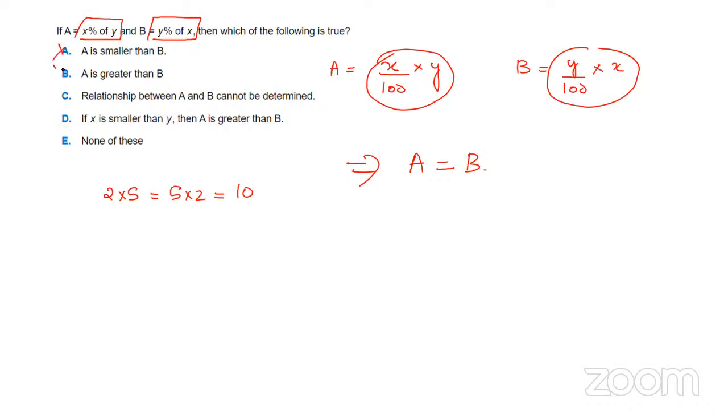So I can eliminate these options. So option E would be the right answer because there is no other option saying that A is equal to B. So option E is the right answer in this case. So clearly say that X percentage of Y. Remember this part is very important. X percentage of Y is same as Y percentage of X.